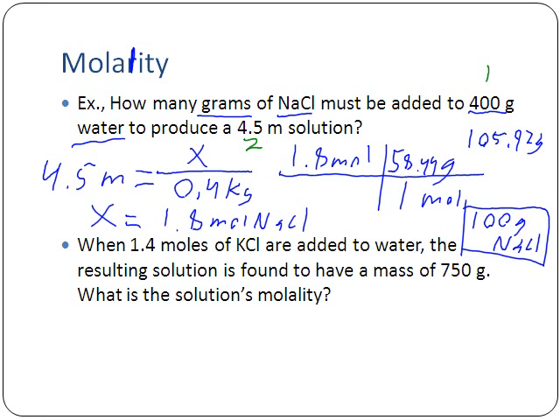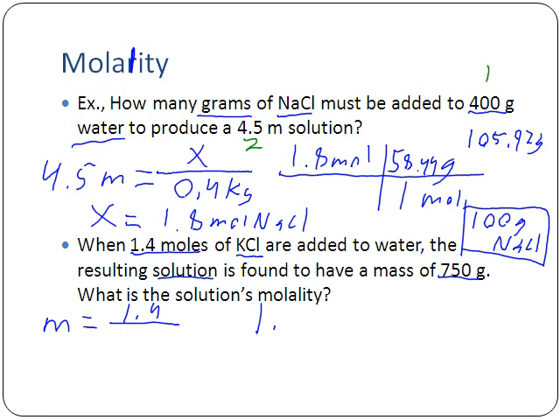In this case we're looking for molality. Molality is equal to the number of moles of your solute. The solute here is KCl, and we know we have 1.4 moles of that, divided by the number of kilograms of solvent. We know that the solution has a mass of 750, but we do not know what our water has a mass of. So we're going to have to figure this out. If we subtract the mass of KCl from the solution, then we know how much water we had left. But right now we're in moles of KCl.